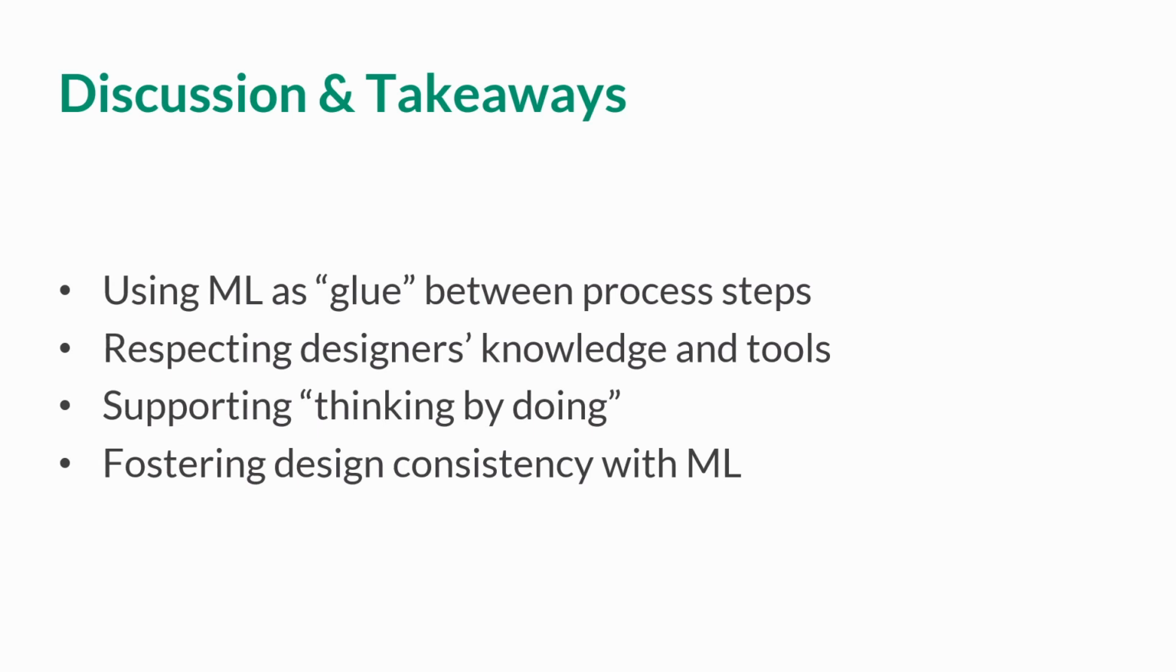And this also relates to respecting designers' knowledge and established tools. For instance, they were able to use their usual workflow in Sketch as well, so they could also manually edit the automated sketch further. And this also supports thinking by doing. So for instance, someone mentioned that they like the manual process because it helps them to think about the design, and that, of course, in this approach is still possible. And finally, we found that we can foster design consistency with machine learning here, in the sense that this machine learning approach would always select the same digital button type if it detects a certain button type in the sketch.